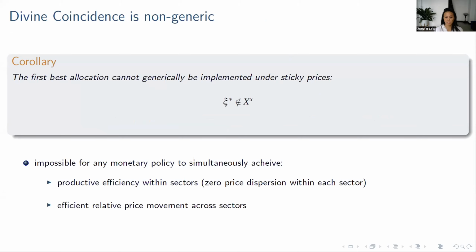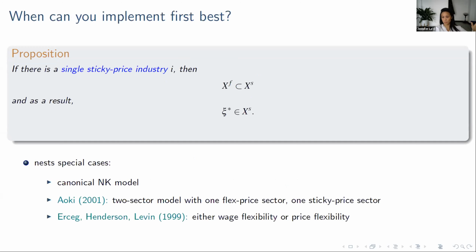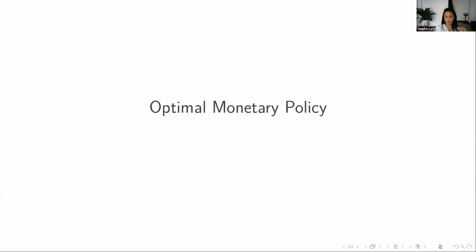The first best allocation cannot generically be implemented under sticky prices. And the intuition is quite simple. It's impossible for any monetary policy to achieve both productive efficiency within sectors as well as relative price movements across sectors. And then in the paper, we go through some examples in which you can achieve the first best, but let me skip that now and just quickly talk about our optimal monetary policy.